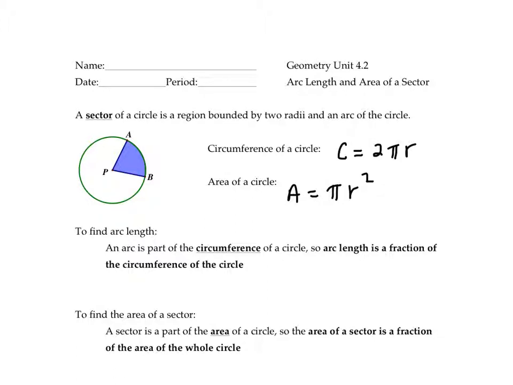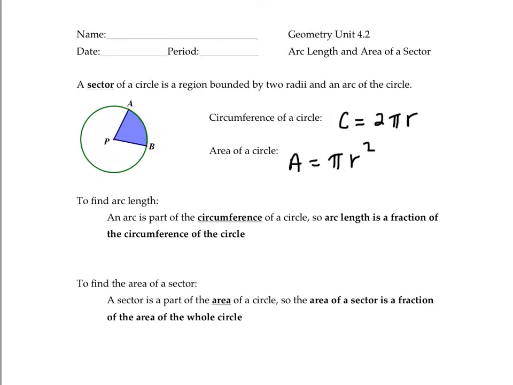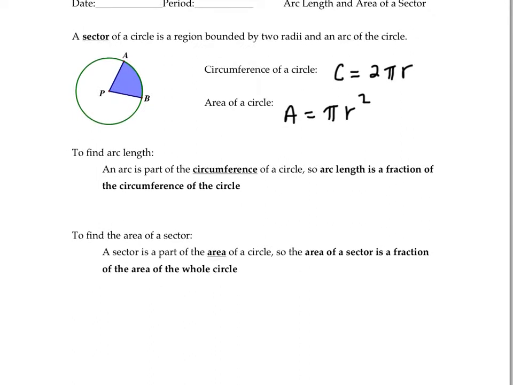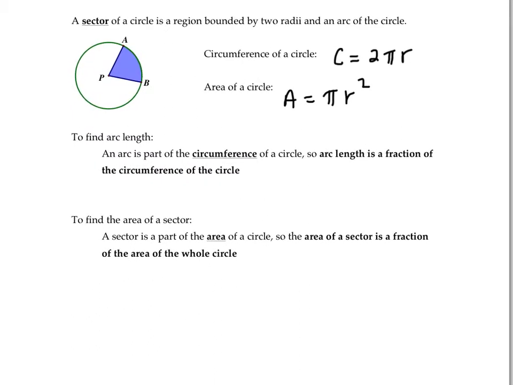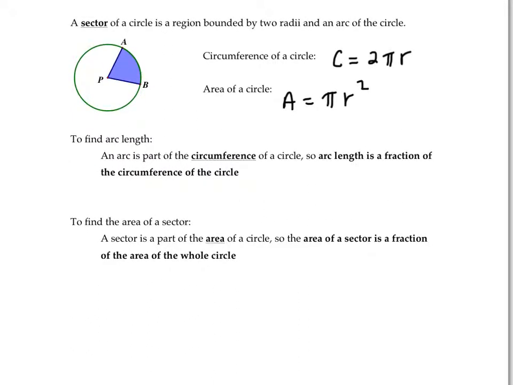To find the arc length, an arc is a part of the circumference of a circle, so arc length is a fraction of the circumference of the circle. So what we need to do is take the measure of the arc divided by 360 and then multiply by the circumference, 2 pi r. So the measure of the arc has to be in degrees.